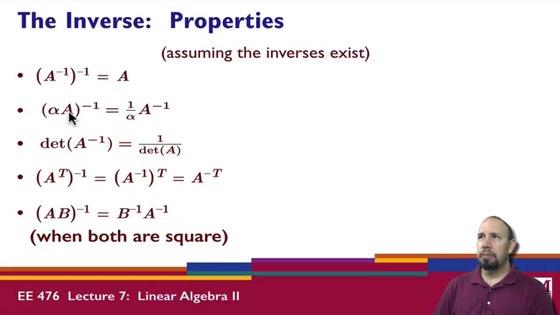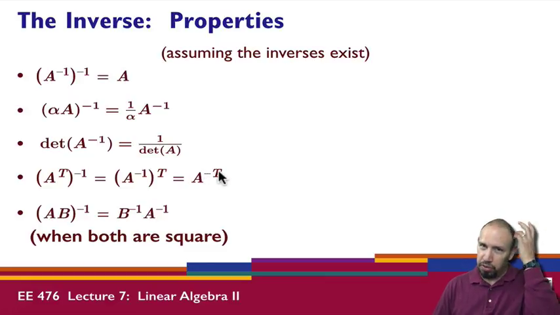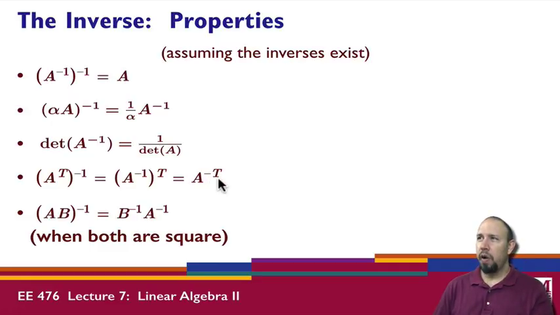If I take a constant times the matrix and I take the inverse, I get 1 over the constant times the inverse. If I take the determinant of the inverse matrix, that's 1 over the determinant of the matrix. So we have that relationship between the inverse and the determinant. If I take the transpose of the matrix and then take the inverse of that, that's equal to the transpose of the inverse matrix. You can go through and show this, and we can just write it this way, A to the minus T, where T is the transpose. This is actually an abusive notation, but it simplifies having to write all these parentheses.